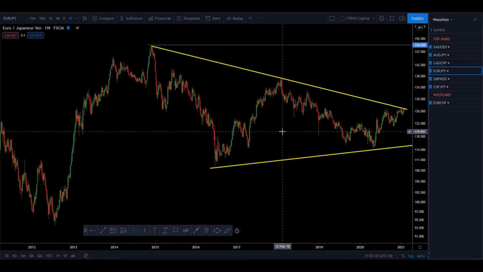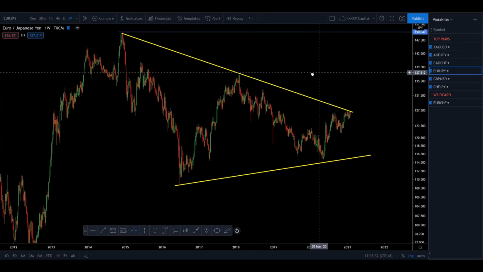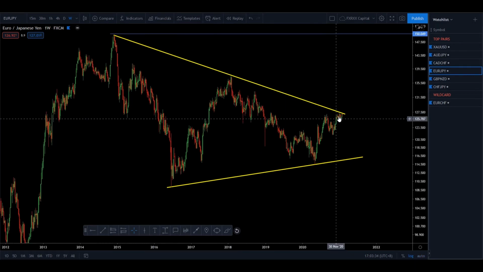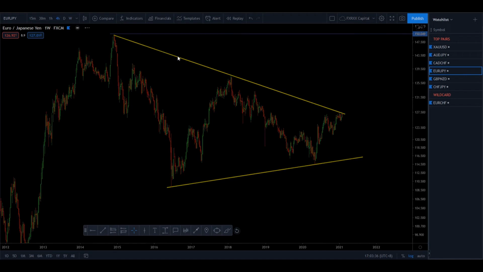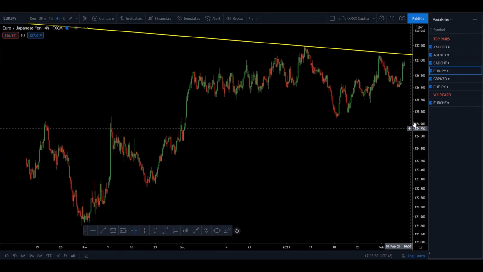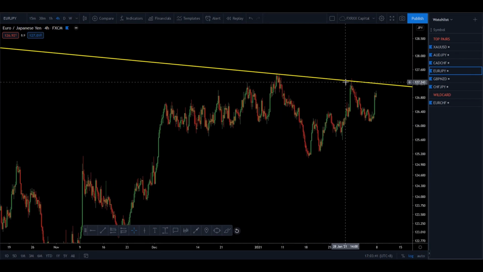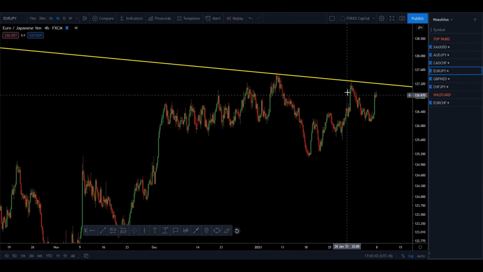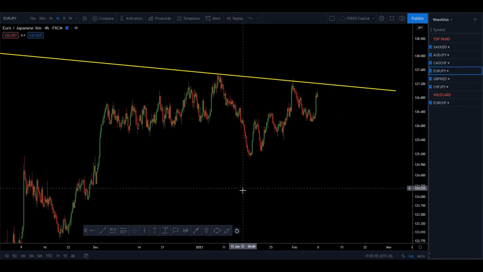Euro Japanese Yen, you can see price squeezing in as well into this symmetrical triangle, and we're at the high probability area. Move to the 4-hour time frame. Let's say price now creates one big arc and creates another small arc from here.